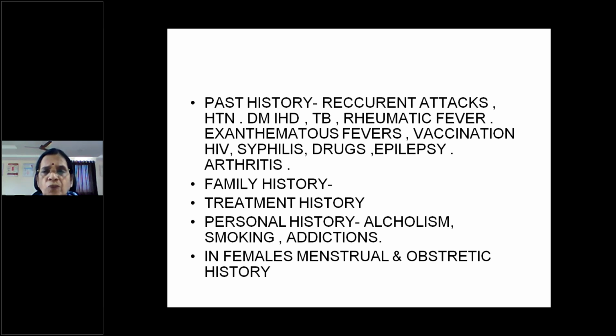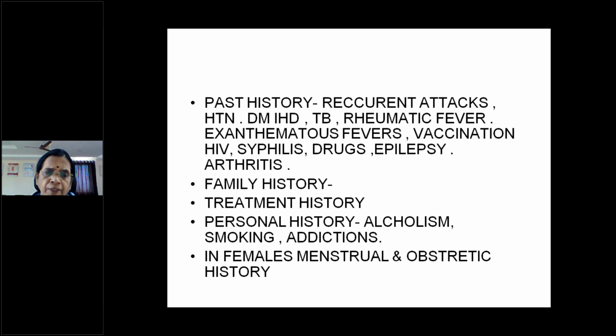History of fever is also important. Suppose a febrile illness is followed by a neurological deficit, you have to think of either a viral infection or a bacterial infection first. Next comes the family history, whether it is occurring in the family or not. A treatment history, I told you: is he taking any drugs for tuberculosis, hypertension, diabetes, ischemic heart disease, or rheumatic fever? So you can put the same etiology for this.